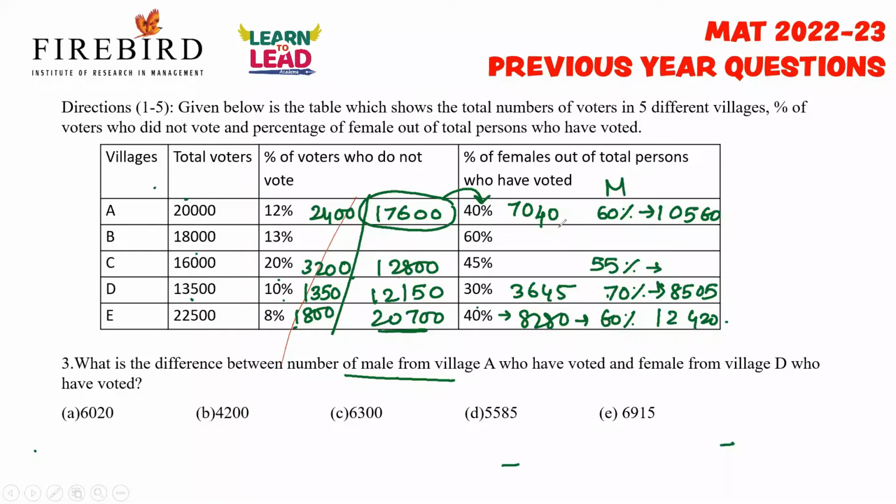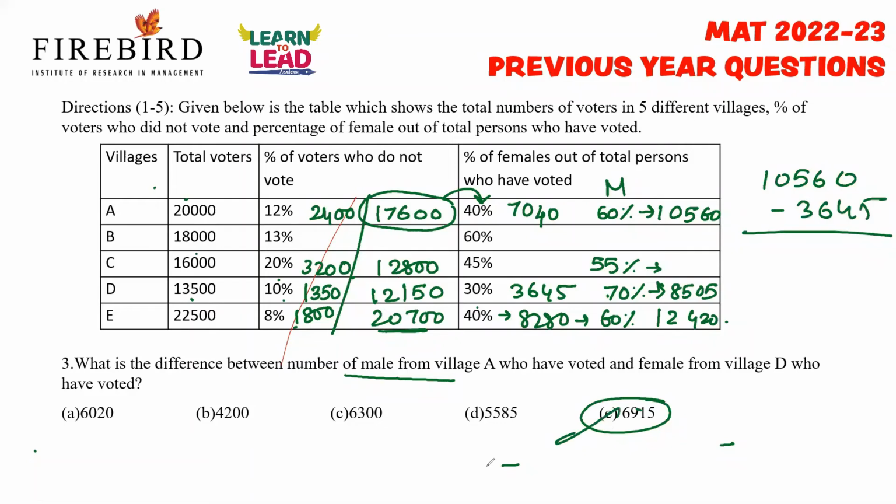See, already we have calculated in the previous question, number of males from village E is 10,560. And female from village D, 3,645. So what is 10,560 minus 3,645? So it will be around 6,915, that is your answer. See, 10,560 minus 3,000 if I do first, I'll get 7,560. So 7,560 minus 600, I'll get 6,900. So 6,915 is my answer.